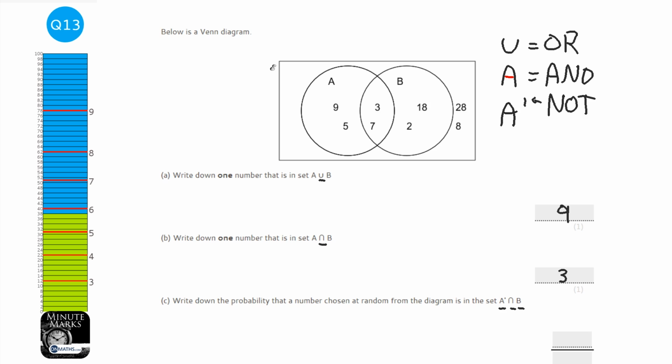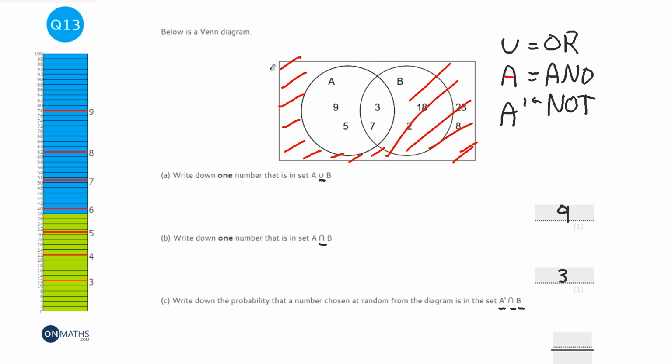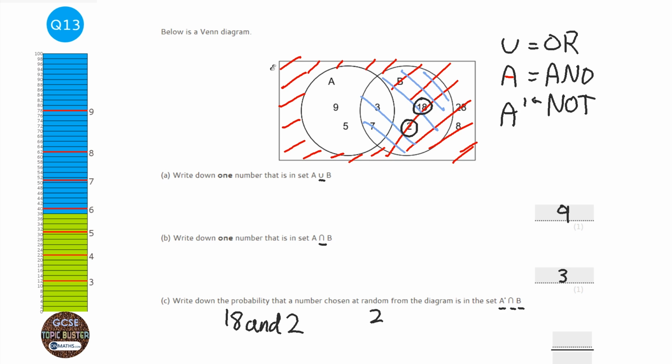Well, let's have a look at where not A is. It's anywhere around here. Anywhere around here is not in A. And let's have a look at where B is. So B is anywhere here. So the numbers that overlap both of those are the 18 and the 2. So it's 18 and 2. So there are two numbers that fit that bill.